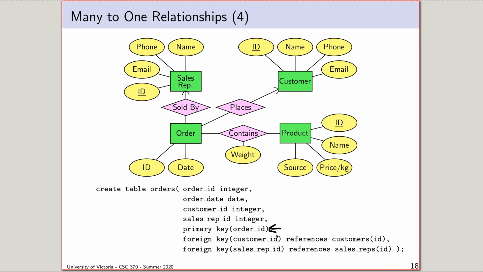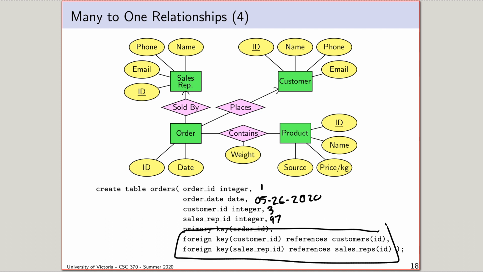Notice that I could have written this with a directive after the order ID column, but I chose not to. And then I define my foreign key constraints to enforce referential integrity. So the goal, again, of these foreign key constraints is that if I attempt to add an order with order ID 1, order date 5/26/2020, and customer ID 3 and sales rep ID 97, I want to make sure that there is a customer ID 3 and a sales rep ID 97. And these constraints will make the database go check. If I attempt to add this row to my orders table, it won't let me unless that's a valid customer and valid sales rep. It enforces the integrity of the data.